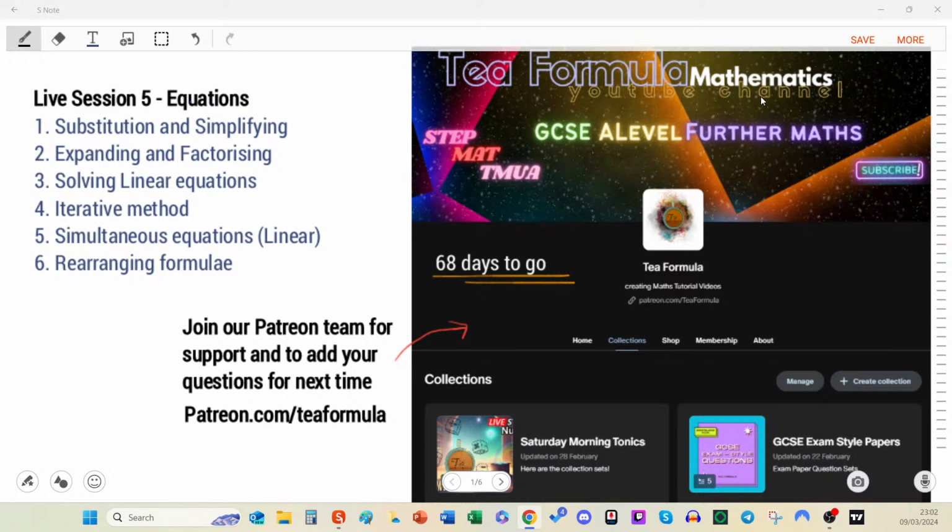And today, there are 68 days to go until that GCSE examination in the United Kingdom. We have a session today on equations. That's substitution, expanding, factorising. As you can see, solving linear equations, iterative method, simultaneous equations, only sticking with linear, and rearranging formula.